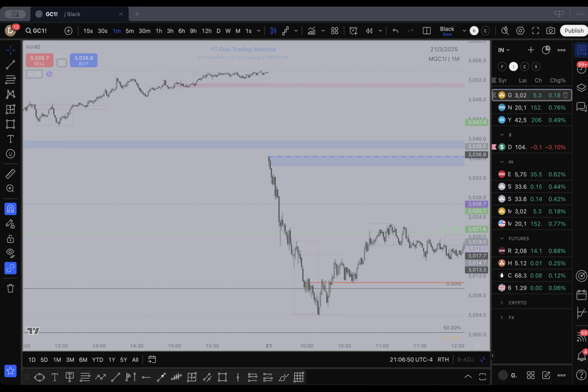Yeah, I pay no mind to those. I mean, it's good to know, but order blocks don't usually even get traded back to.